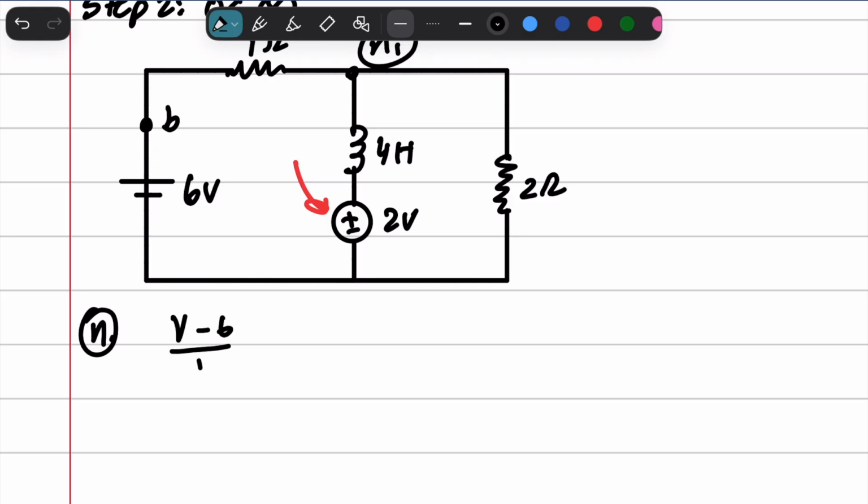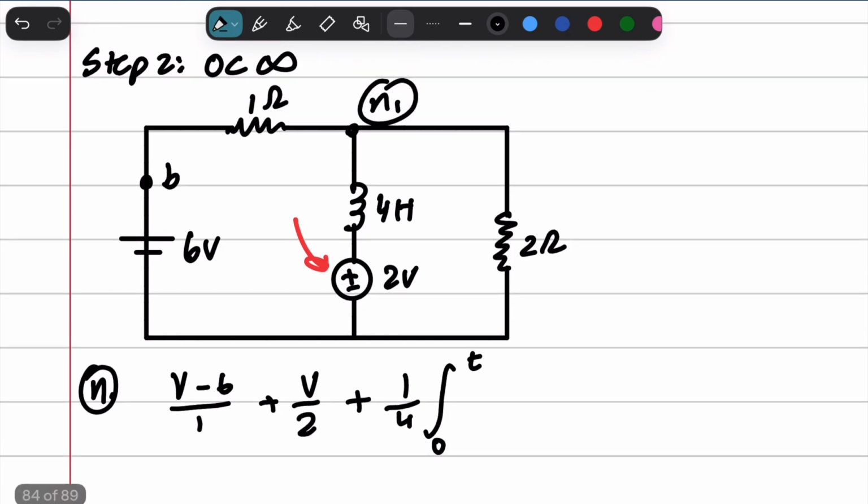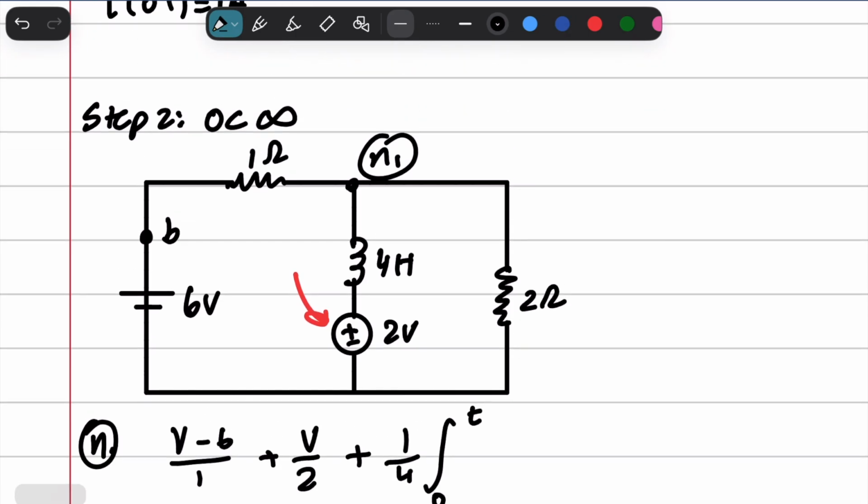V minus 6 over 1 plus V over 2 plus, now what in the heck, 1/4 over 1/4, and then we've got our nice integral. But what do we do here? Well, what I've found very helpful is applying an Ohm's law here. See, we're really pulling everything out of our bag here. So we're going to have to identify with an Ohm's law the voltage of the inductor, okay?